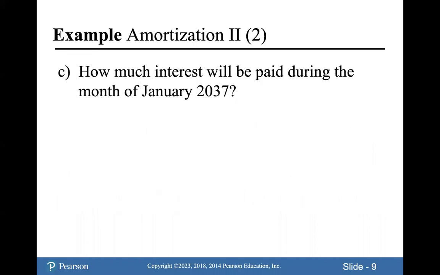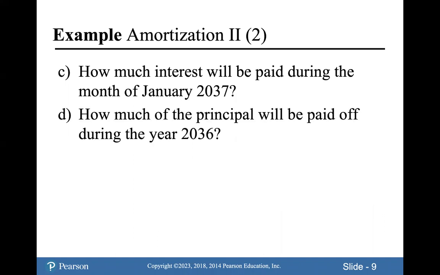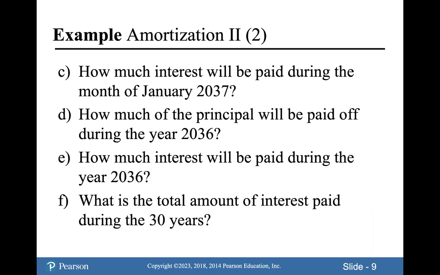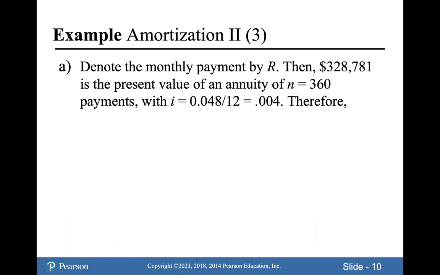Next, we'll figure out how much interest will be paid during the month of January 2037. Then how much of the principal will be paid off during the year 2036. How much interest will be paid during the year 2036. And what is the total amount of interest paid during the whole 30-year mortgage? All right, big problem.